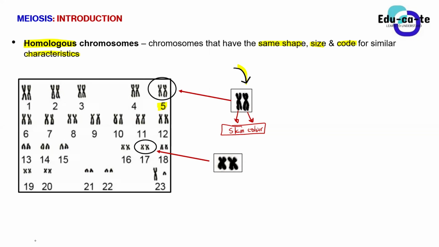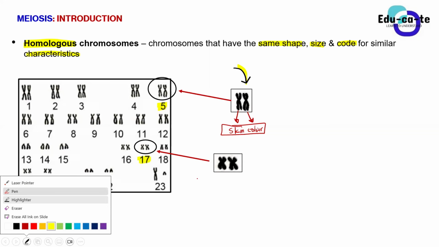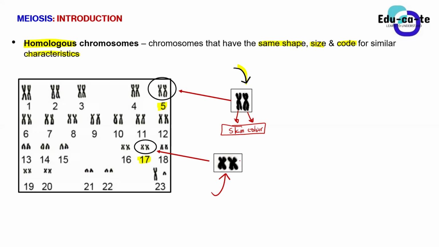Look at pair number 17. Do you see pair number 17 here? I've highlighted a few and zoomed them in, in a clearer diagram. Do you see that these chromosomes look alike? Yes, they look alike. They've got the same shape, same size, and additionally, they are coding for similar characteristics. So basically, that's what homologous chromosomes are.